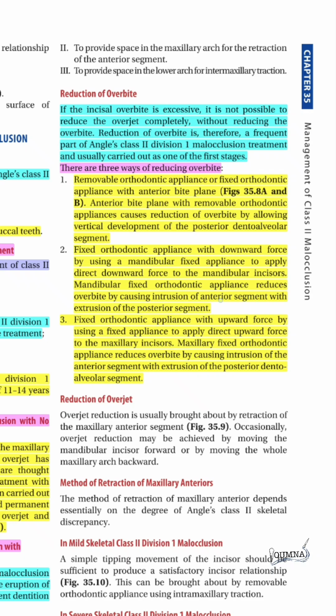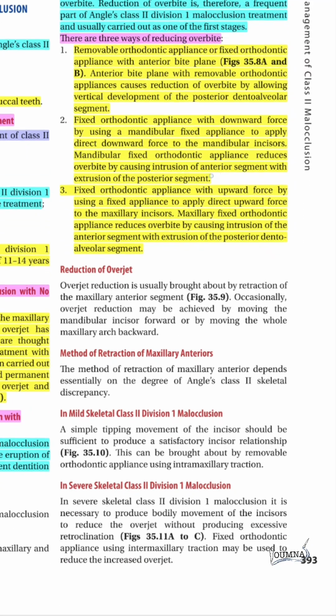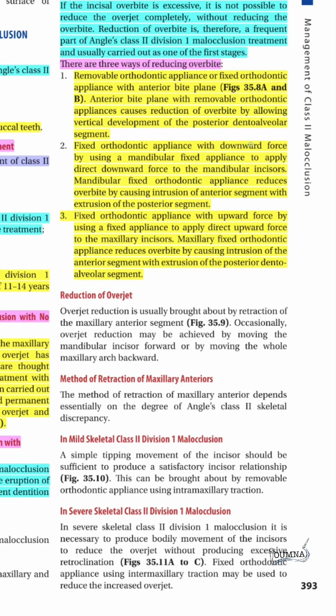and we will get an extrusion of the posterior segment, which decreases the overbite. The fixed orthodontic appliance can act on the upper maxillary incisors to cause also some intrusion in them and cause extrusion of the posterior dentoalveolar segment, therefore reducing the overbite.